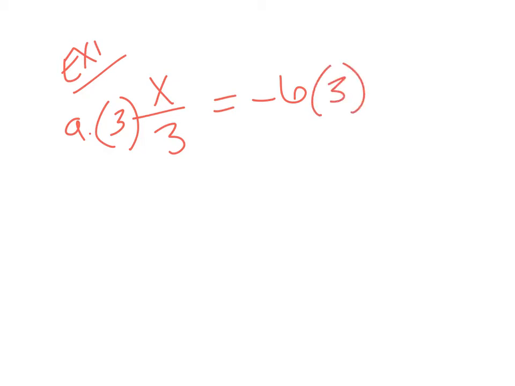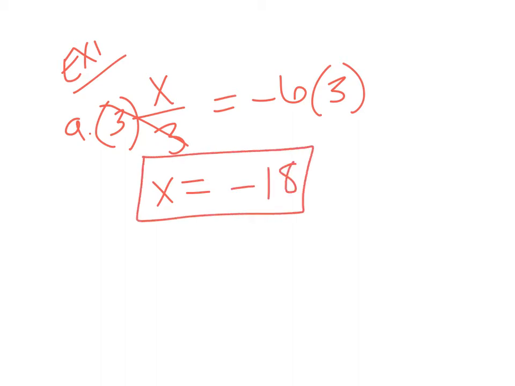Wait, how come it's dividing? X over 3 means division. Oh. Anytime it's that, we also use it as a fraction. So if you think fraction, then you just think what's the inverse and then you multiply. Either way works. So those are canceled. I'm left with x equals, what's -6 times 3? -18. Make sure you keep that negative with it.